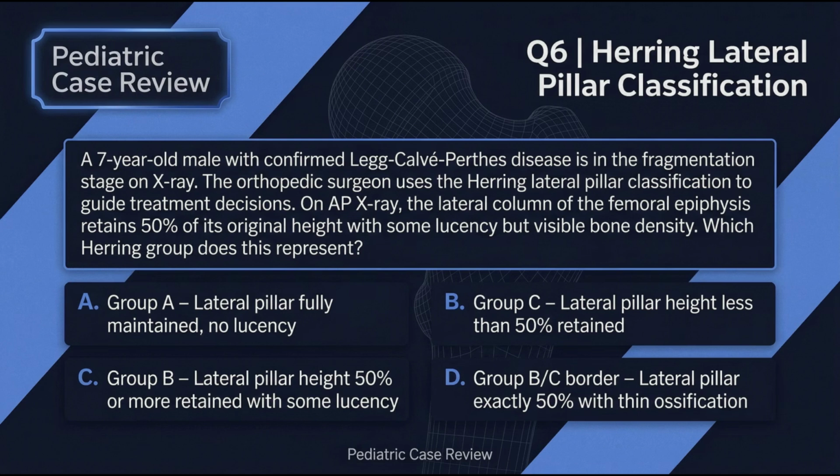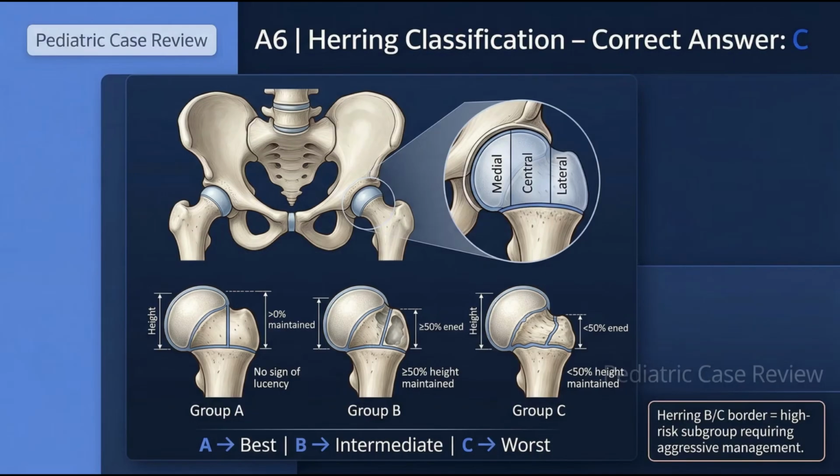Option A, Group A, lateral pillar fully maintained with no lucency. Option B, Group C, lateral pillar height less than 50% retained. Option C, Group B, lateral pillar height 50% or more retained with some lucency. Option D, Group B/C border, lateral pillar exactly 50% with thin ossification. The correct answer is Option C, Herring Group B.